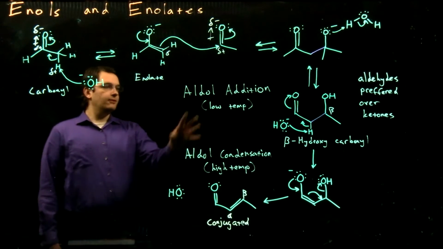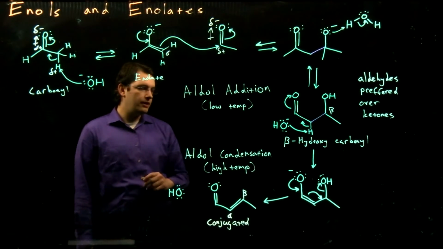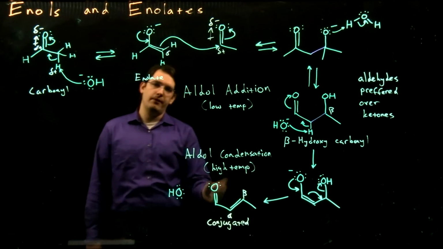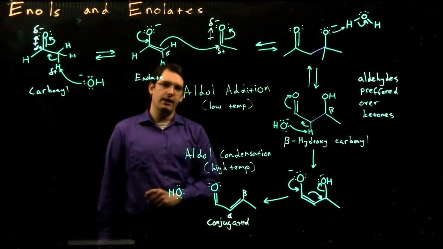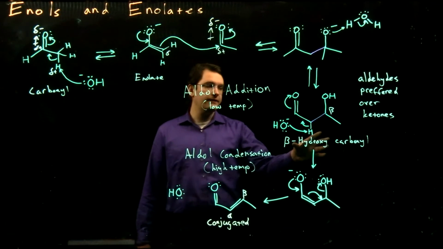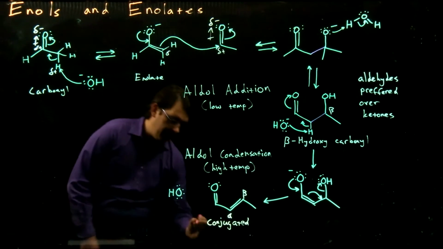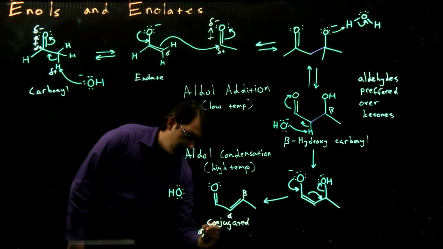So our aldol addition reaction will be favored at low temperatures, and then we can push this forward with high temperatures to get our aldol condensation product. So we could get either that beta hydroxy carbonyl, or we could get our alpha-beta unsaturated carbonyl.